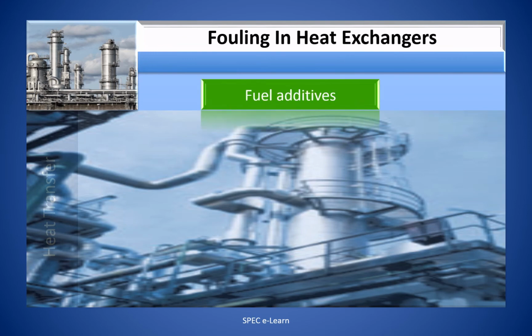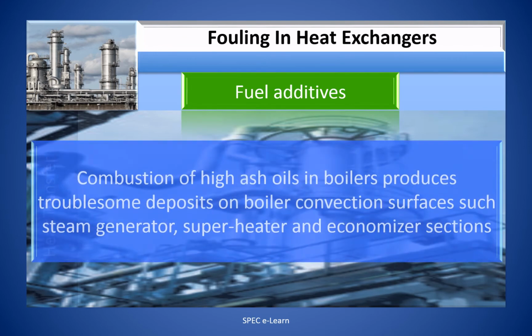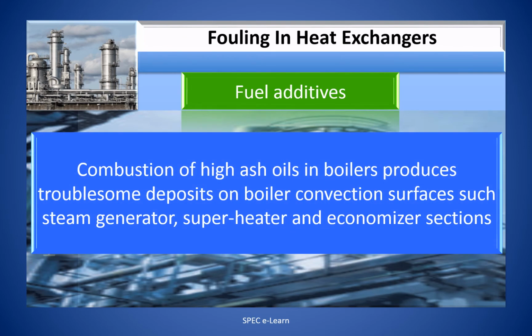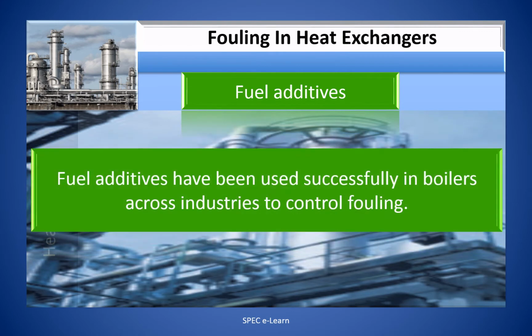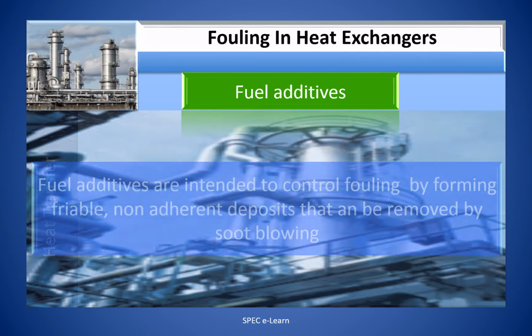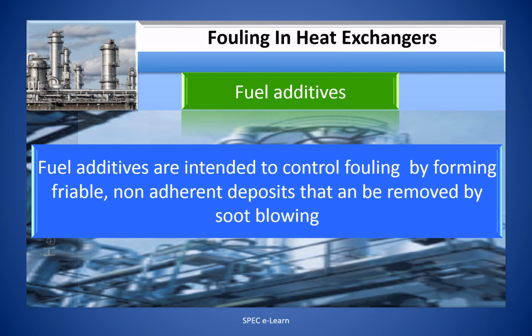Fuel additives. Combustion of high ash oils in boilers produces troublesome deposits on boiler convection surfaces such as steam generation, superheater, and economizer. Fuel additives have been used successfully in boilers across industries to control the fouling. Fuel additives are intended to control fouling by forming friable, non-adherent deposits that can be removed by soot blowing.